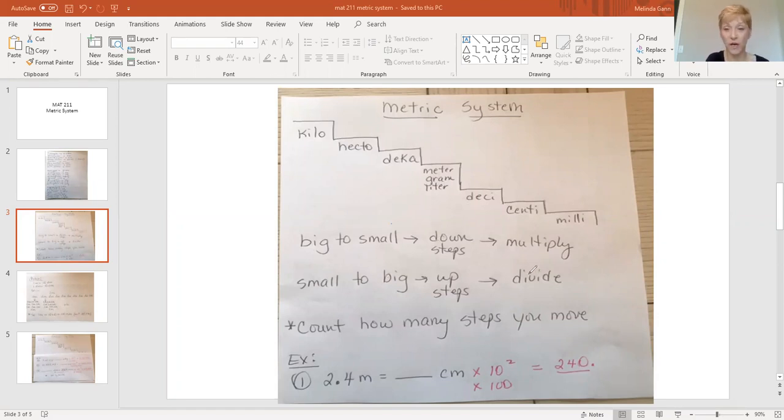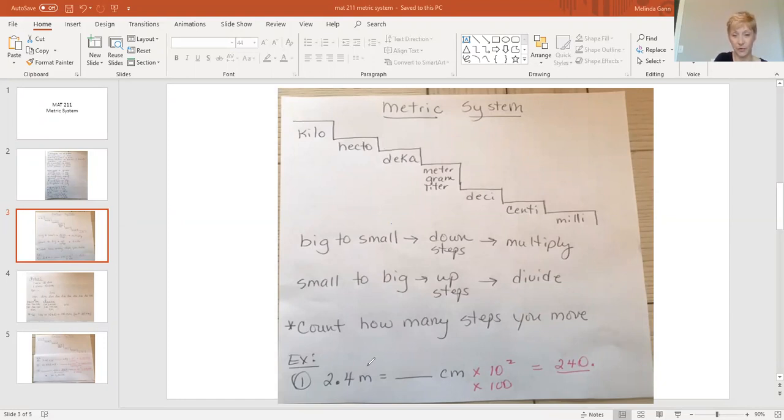We're going to talk about a shortcut in a minute as well. But notice, when you're going big to small, you're going down the stairs. And when you're going down, you're kind of going to the right. So when you multiply, the decimal moves to the right. That's going to match. When you're going small to big, you're going up the steps, and you're dividing. When you're dividing, the decimal is going to move to the left, and sure enough, you're moving to the left when you go up the steps.